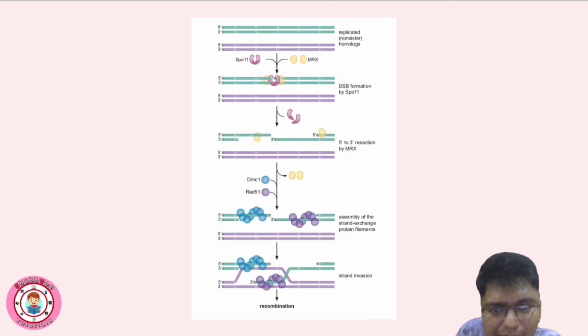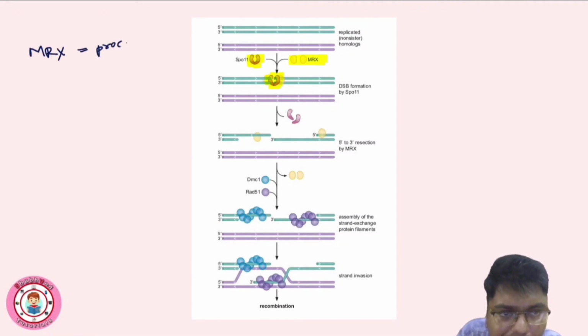Now let's see. Same process, nothing different here. First of all, double strand break by the SPO11. SPO11, see, we can see double strand break. As well as this is the other protein, MRX. Okay, MRX. Now, what is this MRX? Basically, MRX is the processing enzyme, right, like RecBCD, giving rise to single strand tails.